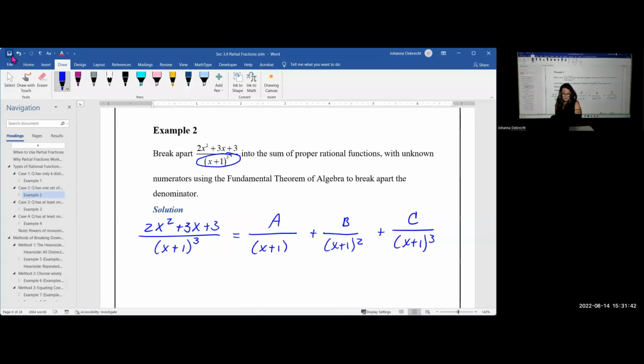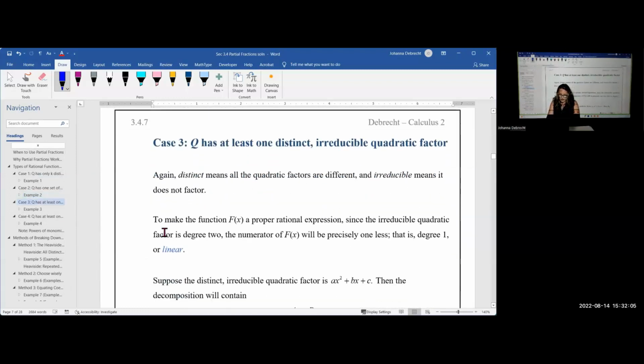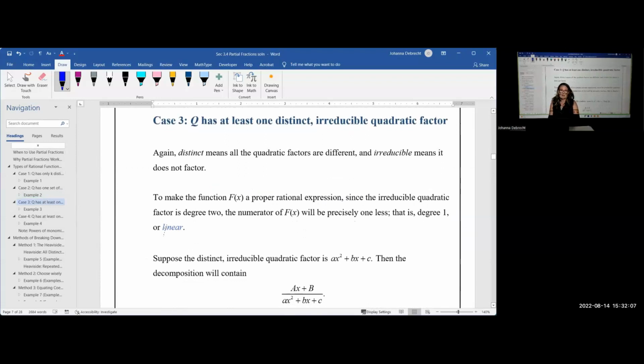Now again, when we get to the method of partial fractions, we'll learn 3 techniques of finding A, B, and C, but right now we're just learning to decompose into these simpler fractions. Then we'll learn how to find A, B, C, and we'll put it all together and actually integrate some of these more complicated rational expressions. Let's look at case 3 now.